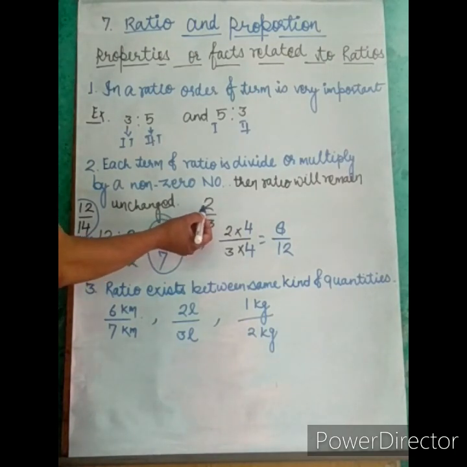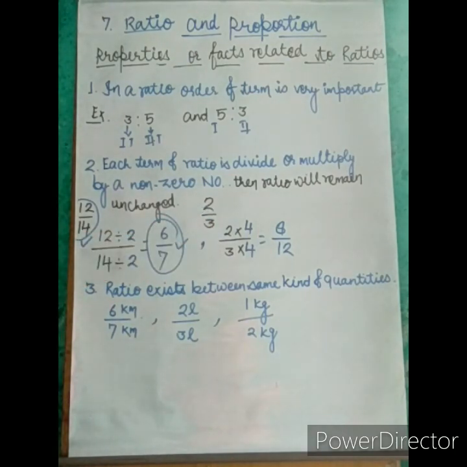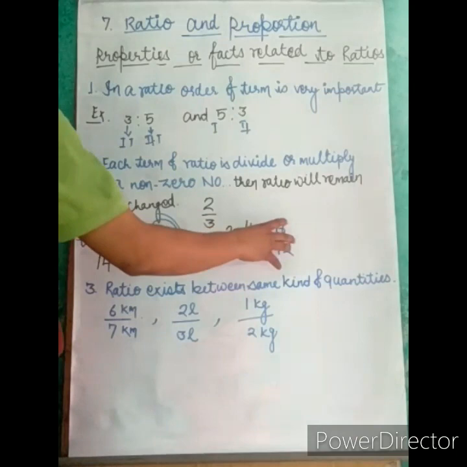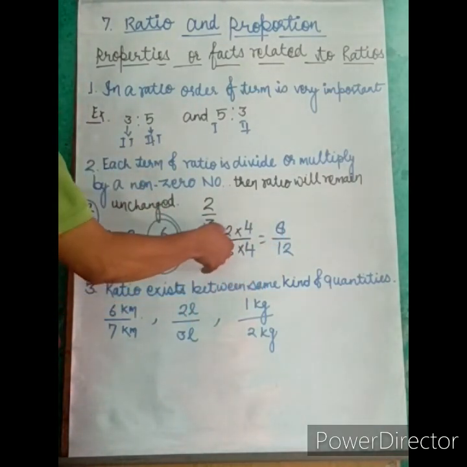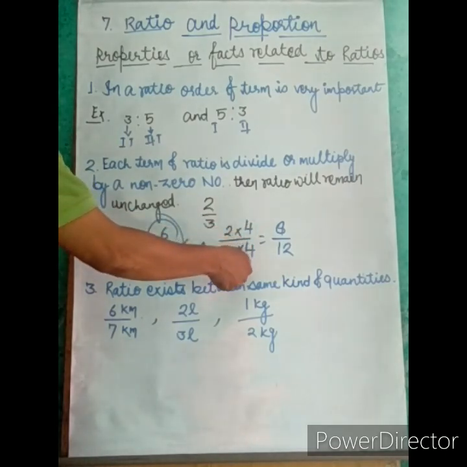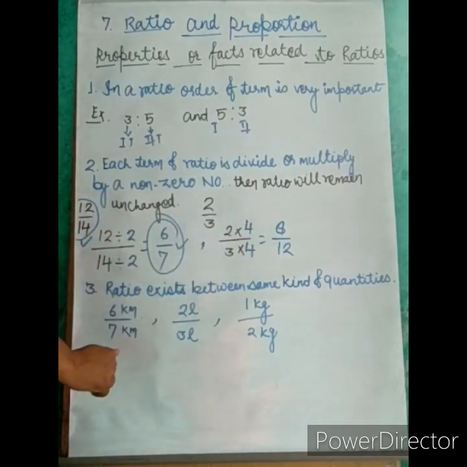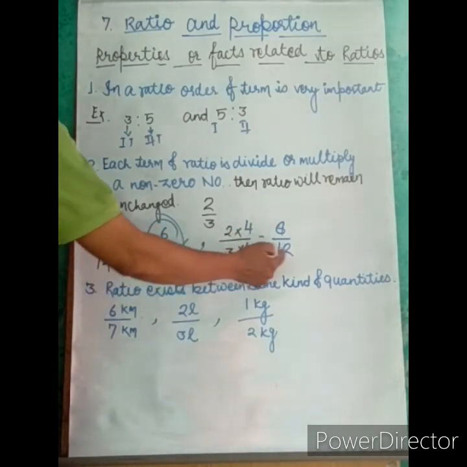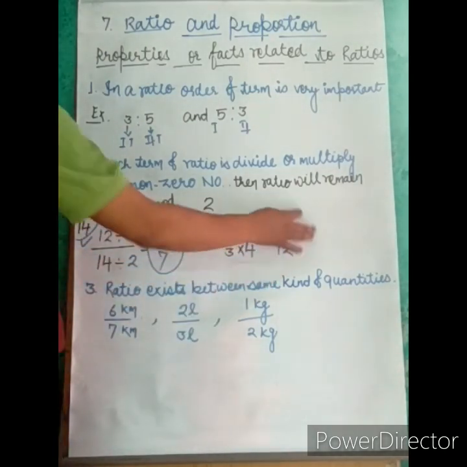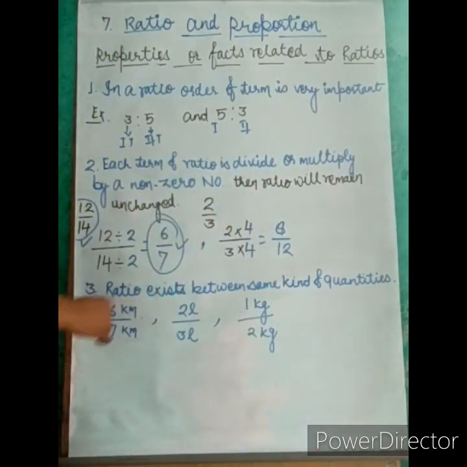Same way, if you multiply the first term and second term by the same number, in that case also the ratio remains the same, or unchanged. So 2 over 3, numerator and denominator, first term and second term, I multiplied by 4. So you can see 2 multiply 4 is 8, 3 multiply 4 is equal to 12. This 8 over 12 and 2 over 3 are both the same ratios.